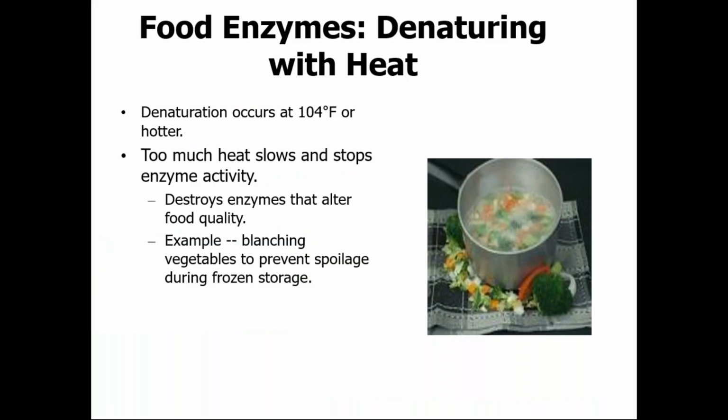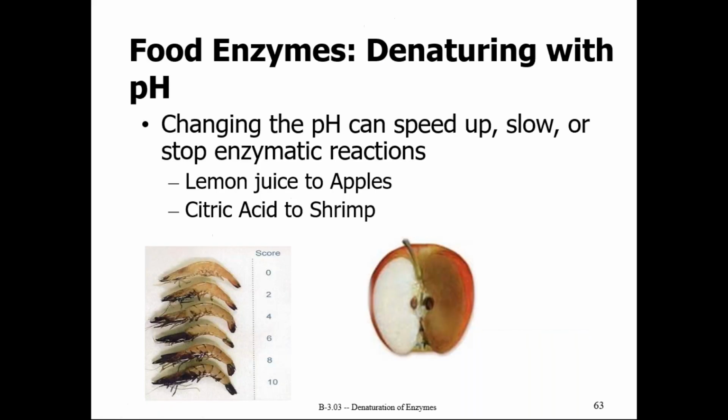Some enzymes in food are denatured by heat. For example, the blanching of vegetables, and other vegetables like capsicum, inactivates the catalase and the peroxidase, which are responsible for spoilage of the food. So even if you're making frozen beans or frozen vegetables, you do an initial step of blanching before freezing.